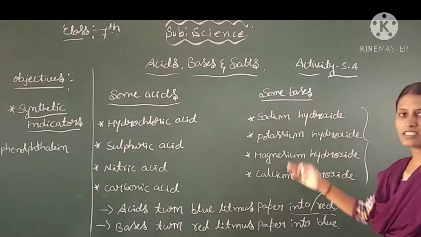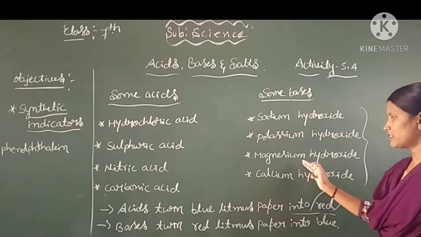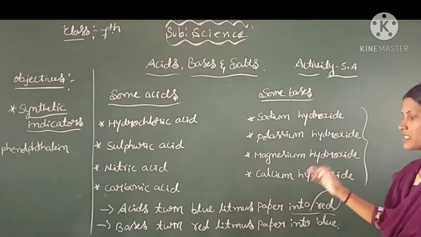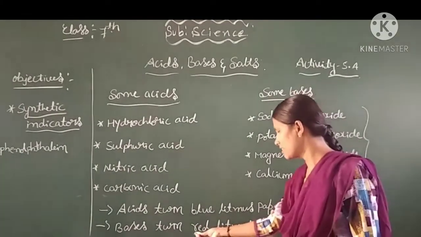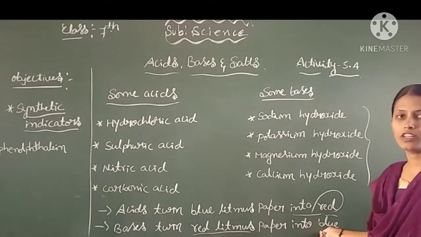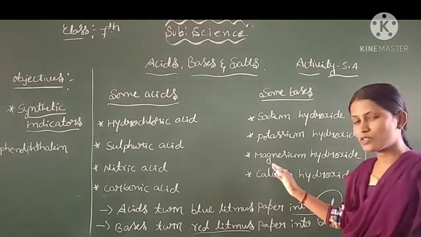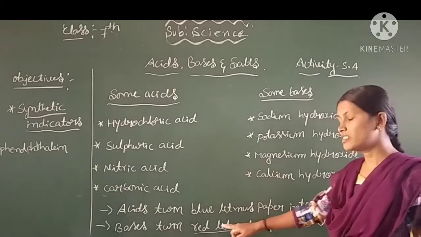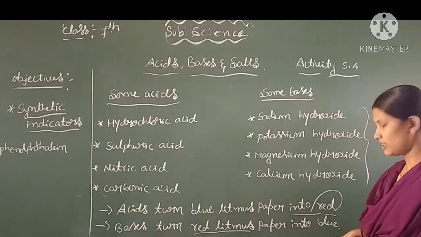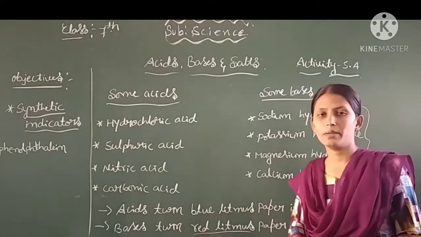Here are some of the bases: sodium hydroxide, potassium hydroxide, magnesium hydroxide and calcium hydroxide. When you dip red litmus paper in these bases, it turns blue. As we have discussed before, bases turn red litmus paper blue. This is all about activity 5.4.